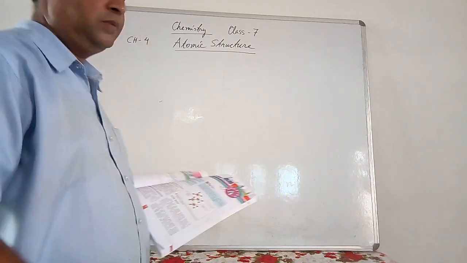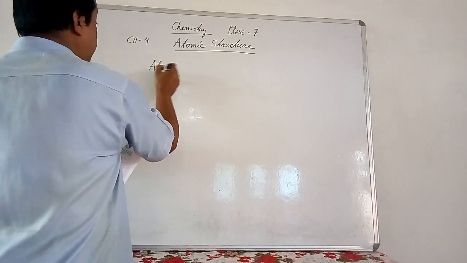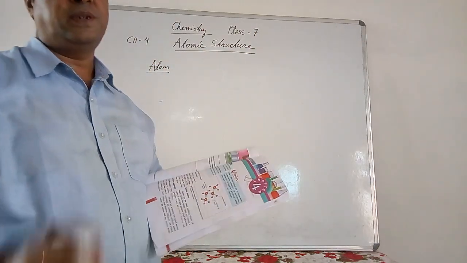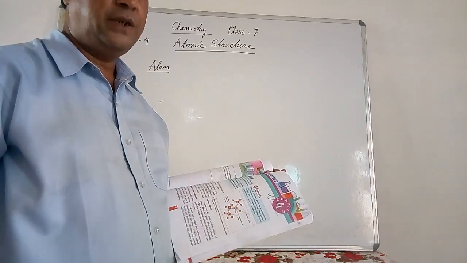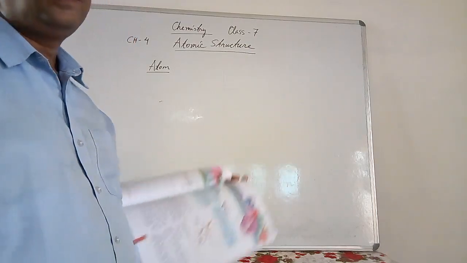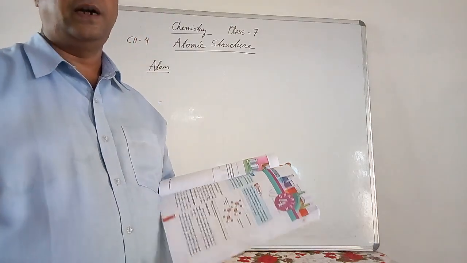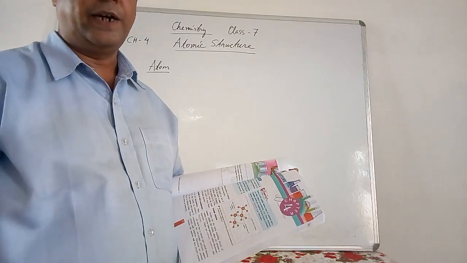Now first of all, what is an atom? What does this term atom mean? All substances are made up of the smallest particles which can take part in a chemical reaction. They are known as atoms. This name was first given by Sir John Dalton. He was a scientist, so he gave this name atoms.